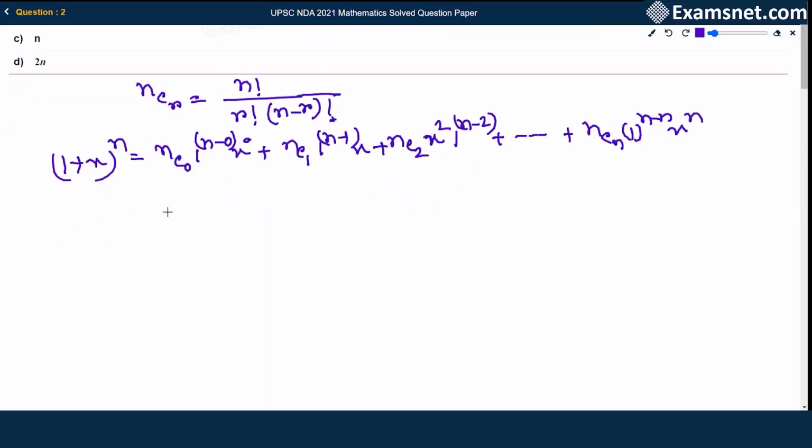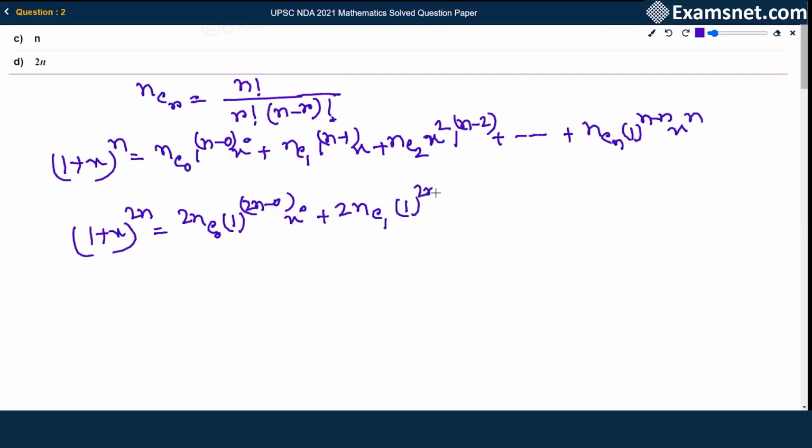So we will replace the exponent n with 2n. So it will become (1 plus x) whole to the power 2n, which is 2nC0 (1) to the power 2n minus 0 x to the power 0, plus 2nC1 (1) to the power 2n minus 1 x, plus dot dot dot, plus up to 2nC2n (1) to the power 2n minus 2n x to the power 2n.